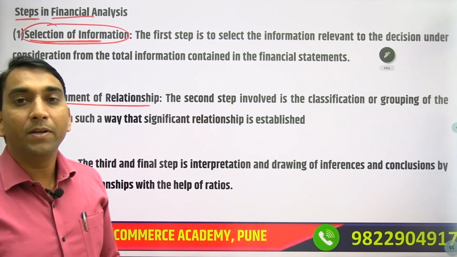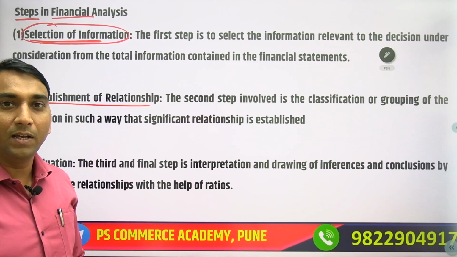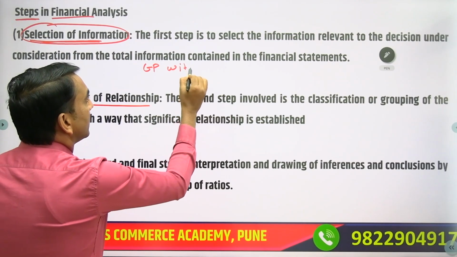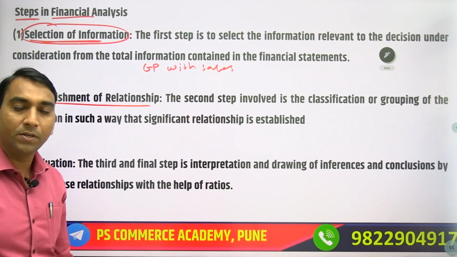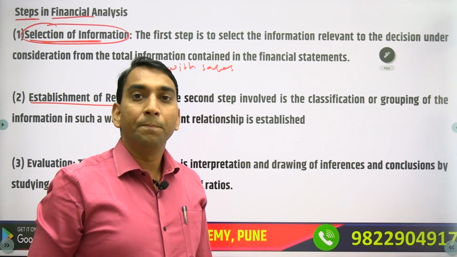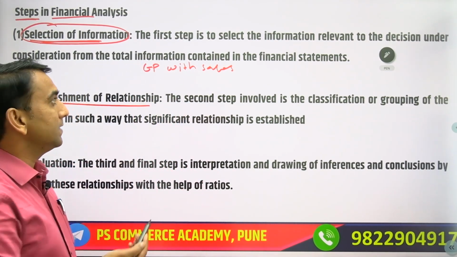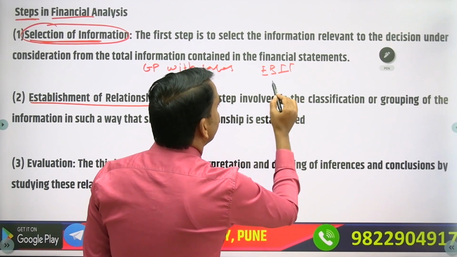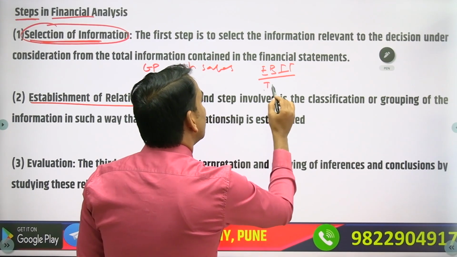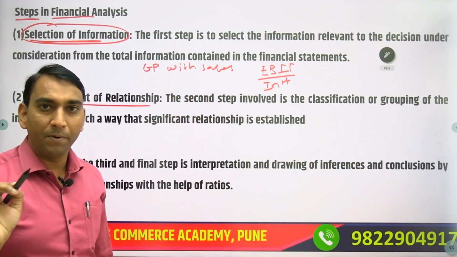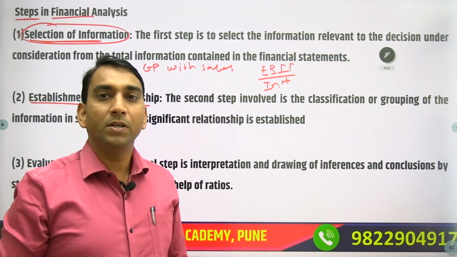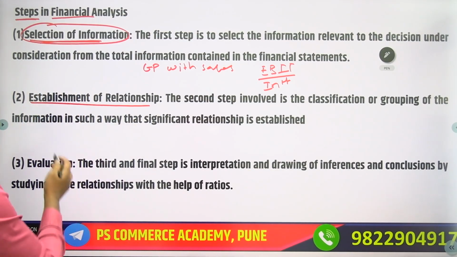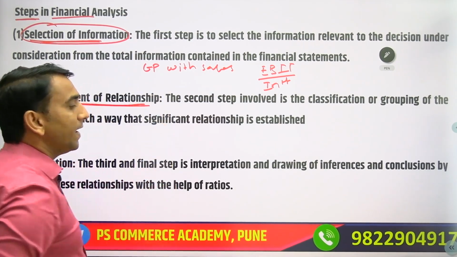The relationship may be between two variables. They may establish a relation like gross profit with the sales, or they may establish the relationship of earnings before interest and taxes with the interest. So this type of relationship may be established. Any kind of relationship may be established. It depends upon the analyst, what he wants to analyze. So the second step is that you have to establish the relationship.